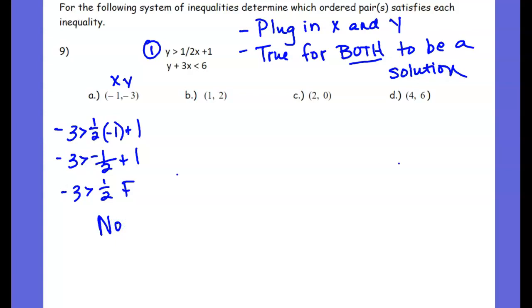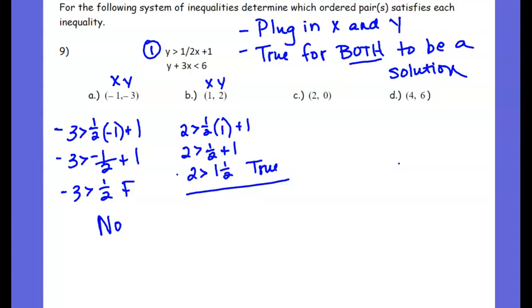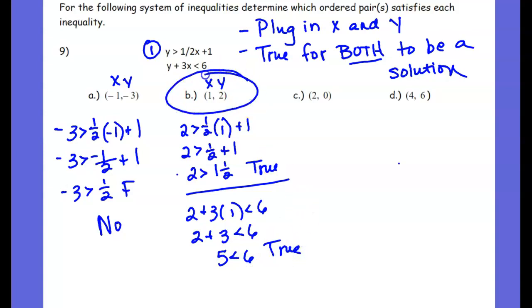All right, let's look at B. Plugging in our x and our y. 2 is greater than 1/2 times 1 plus 1. 2 is greater than 1/2 plus 1. 2 is greater than 1 and 1/2. That's true. So now let's move on and try the second one. Our y is 2, plus 3 times 1. Is that less than 6? 2 plus 3 is less than 6. Yes, it is. So that's true. So we know that this is a solution.